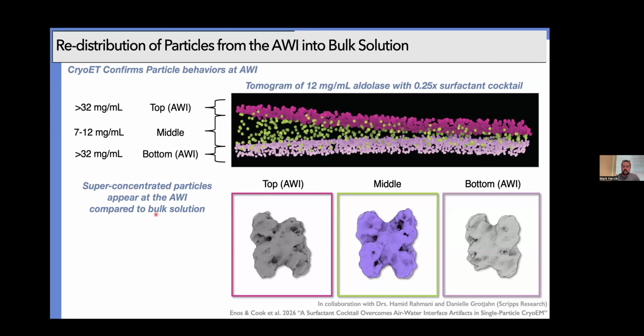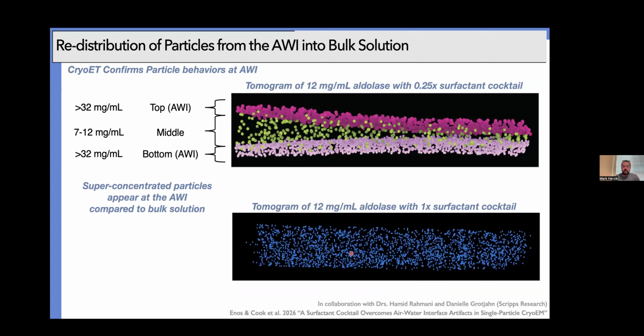And to give you an idea, this is what a tomogram of 12 mg per mil aldolase looks like with 1x surfact, right? And so you can see the marked difference in how they're distributed in Z across these different ice.